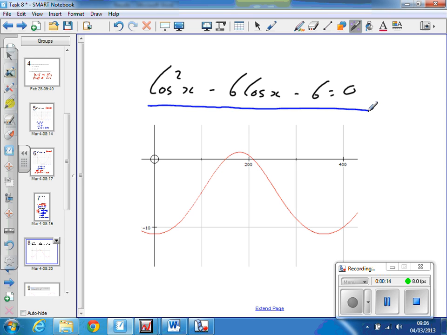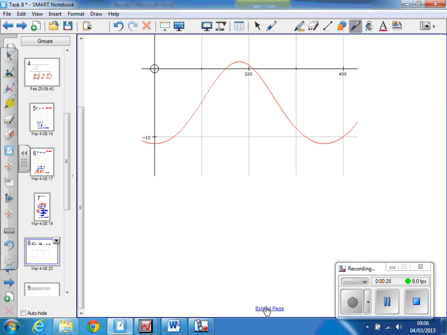It looks very similar to the one we've just been looking at, except it was x squared minus 6x minus 6 equals 0. Now we've got some trigonometric functions in it as well. But all we do is we just let cos x equal some other letter, say y. Okay. So then we can rewrite it.